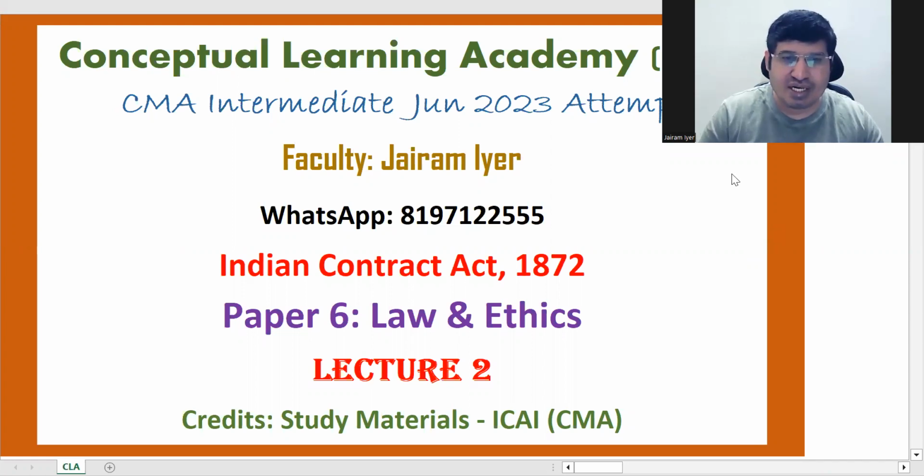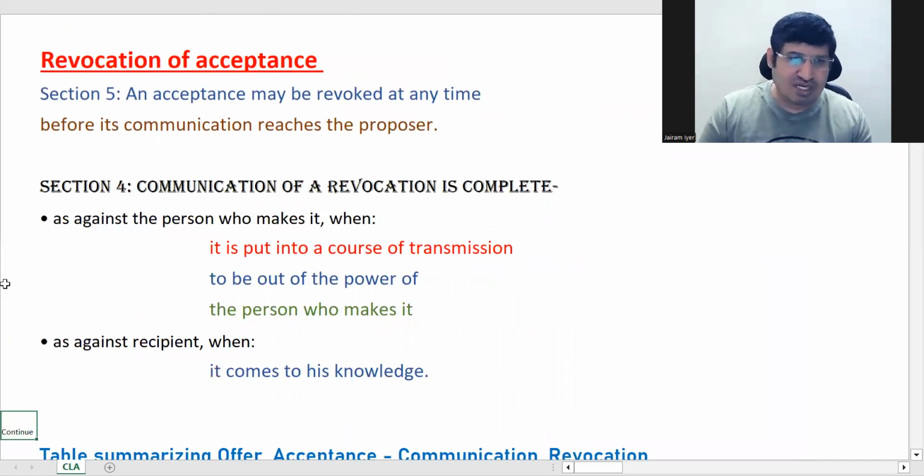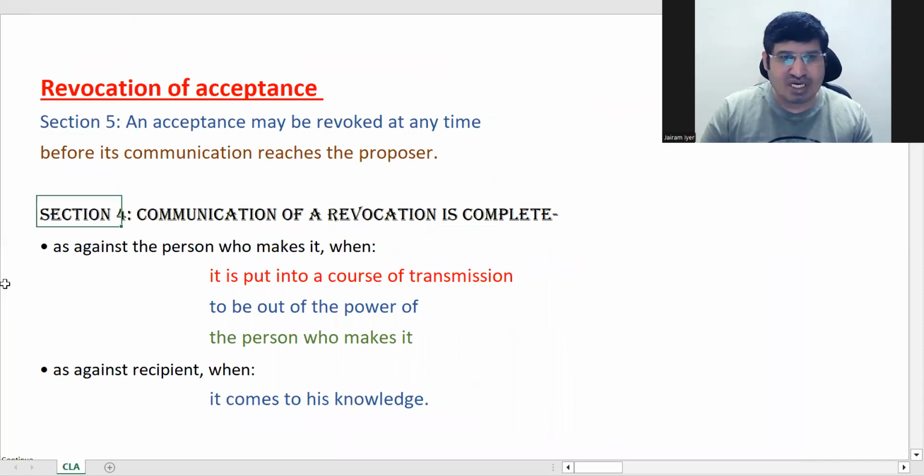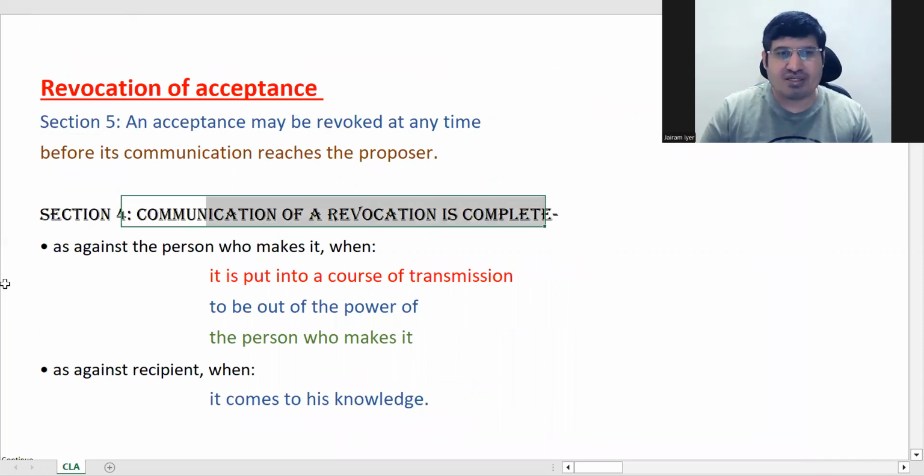Okay, and we are doing Indian Contract Act 1872. So yesterday we reached till here. We were talking about communication of revocation. Basically communication of offer, communication of acceptance, then revocation of offer and acceptance, then communication of revocation of both.